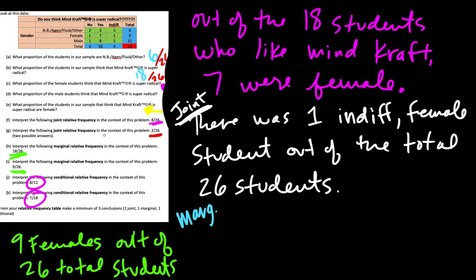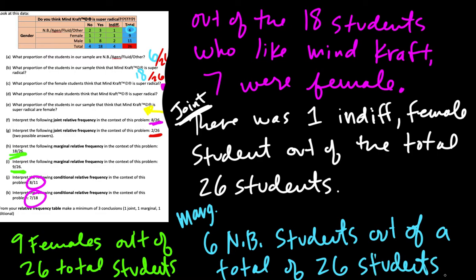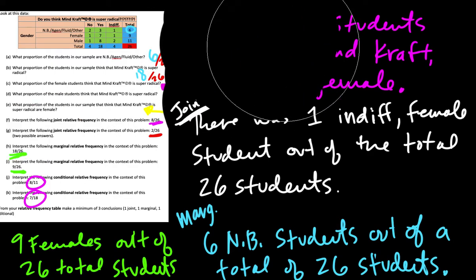Now, if I do a marginal frequency, then I'm going to just compare one of the blues to the 26. And so let's say I choose this 6. That means that there are 6 non-binary students out of a total of 26 students.